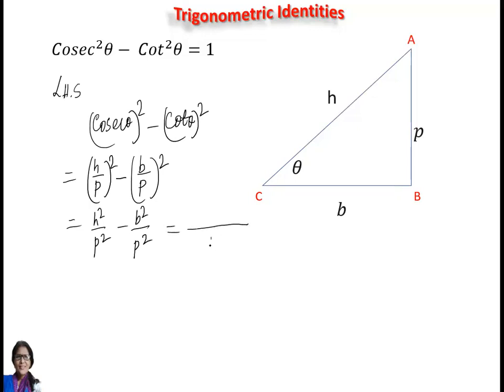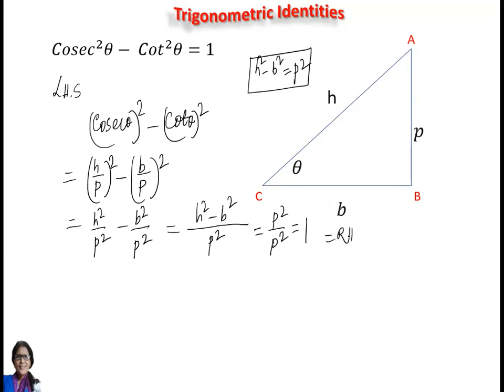P square is the LCM. H square minus b square. H square minus b square is p square. P square by p square is equal to 1. So are you getting h square minus b square? It is p square, as per Pythagoras; we are applying this one. So this is your RHS. So hence proved. So we got cosec square theta minus cot square theta is equal to 1.